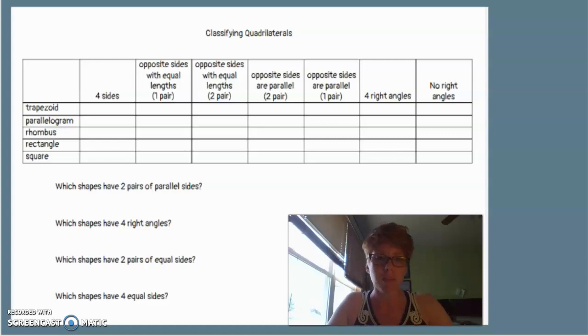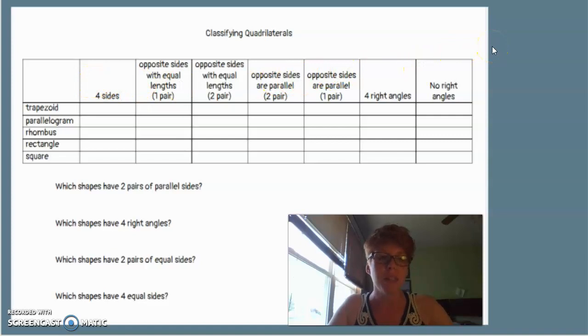I see on this piece of paper, on the left-hand side, I've got some shapes, and these shapes match the ones that you just labeled and cut out. I see trapezoid, parallelogram, rhombus, rectangle, and square. And on the top of this paper, I see different attributes of shapes.